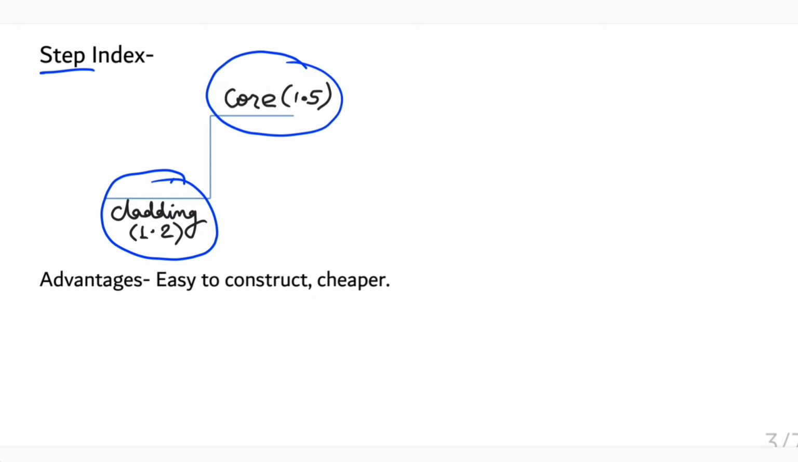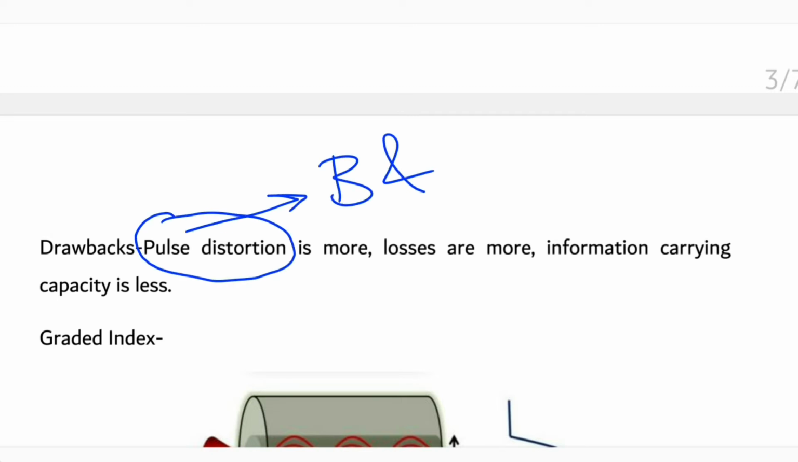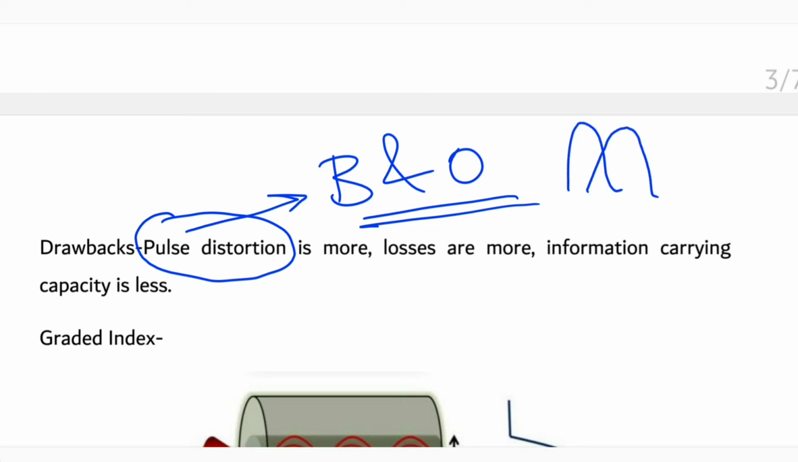The advantage of step index fiber is that it is very easy to construct and it's cheaper. But there are drawbacks. The first one to consider is pulse distortion. Pulse distortion is nothing but the broadening and overlapping of pulses like this. If there are two pulses overlapping, this is known as overlapping. And if you are sending this pulse and at the output you are getting it like this, this is nothing but the broadening of the pulse.